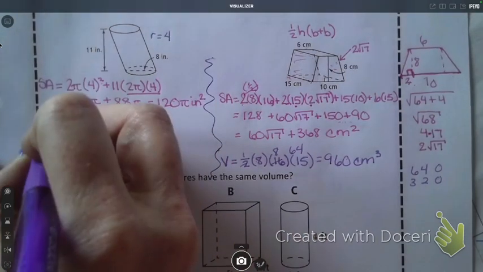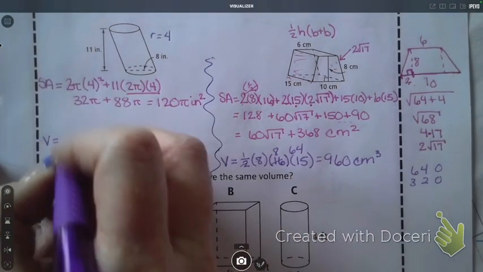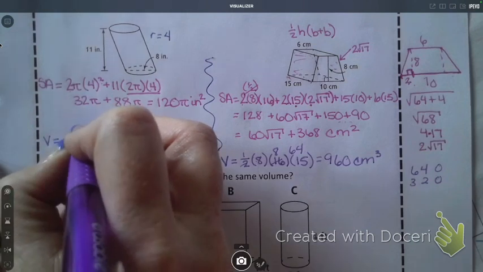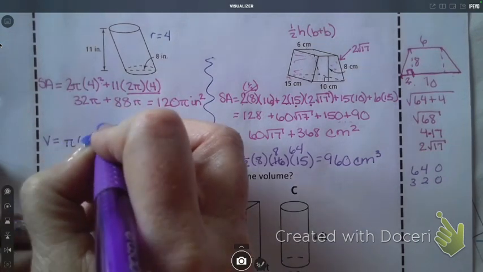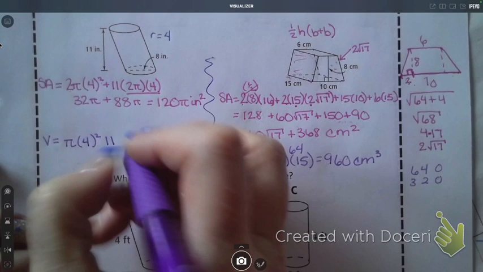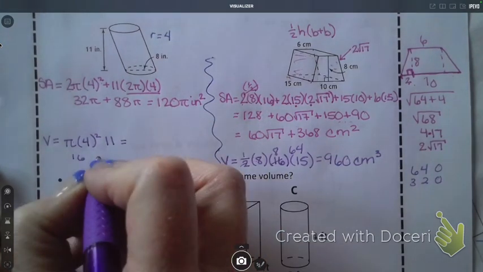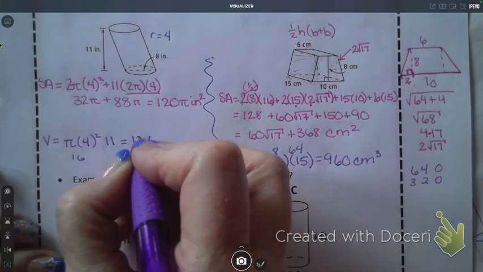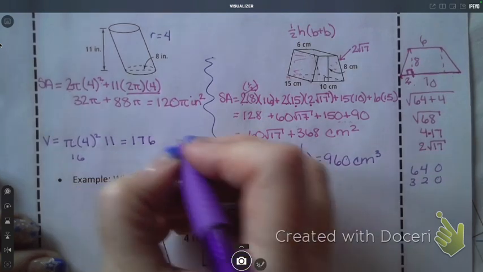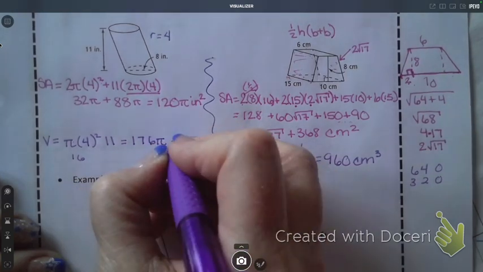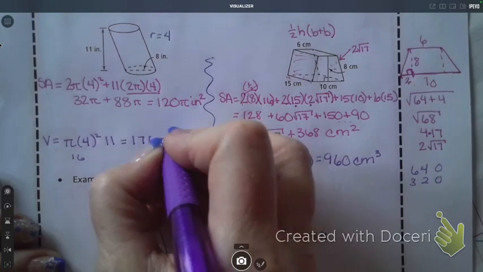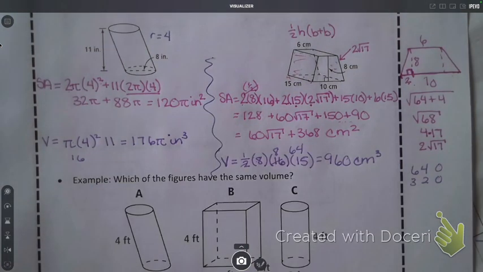Volume, pi 4 squared times 11. So we're going to do 16 times 11, which is 176. 176 pi inches cubed. Yeah, this is pretty easy now. Okay, do you guys want to try the triangular one on your own? Okay, so I'll do it while you do it.